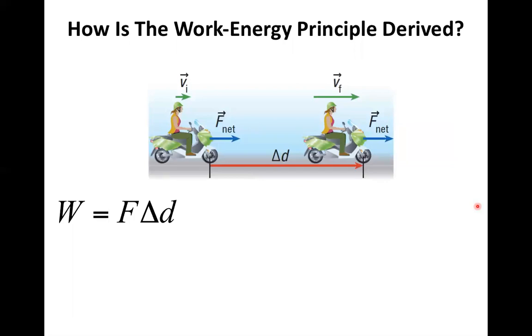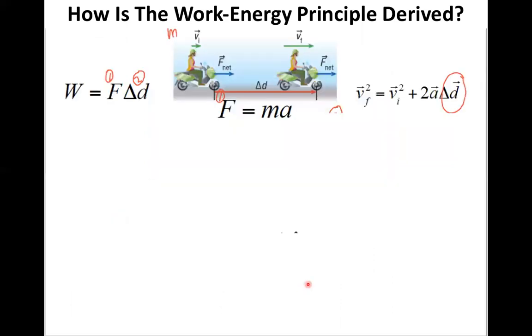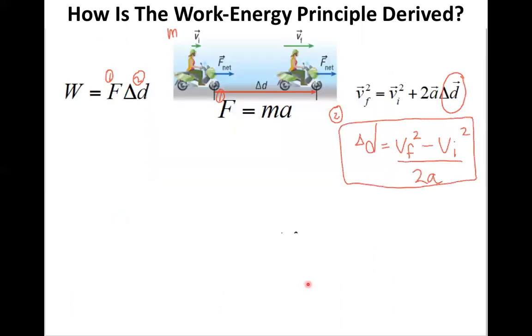We're going to substitute in, if that is total work, then our F is the F net of Newton's second law, F net equals ma. So we're going to get ready to sub in F net equals ma for F. And then for delta D, go back to our kinematic equations that relate initial and final velocity.